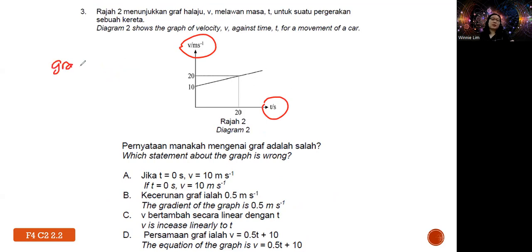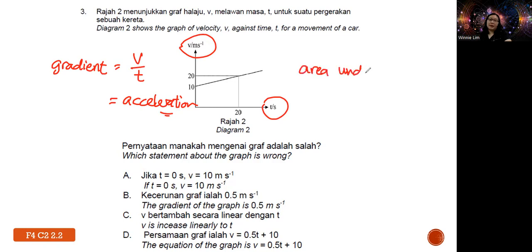For this case, what is the gradient of a velocity-time graph? You have velocity divided by time, so it's actually the quantity which is acceleration. If they ask you to find the gradient, then you know it refers to acceleration. You can also find another quantity, which is displacement. How do you get the displacement? It's actually the area under the graph for a velocity-time graph. So this refers to distance or displacement.